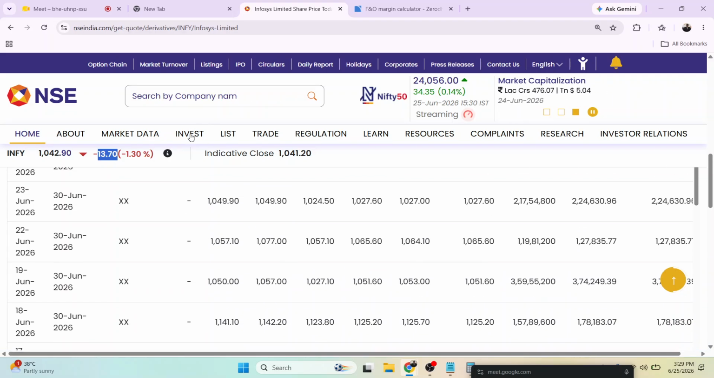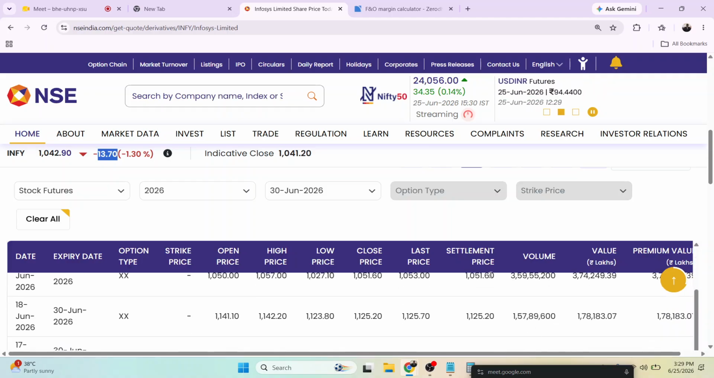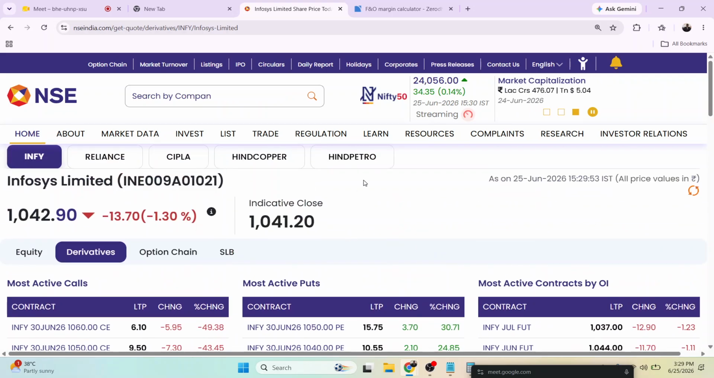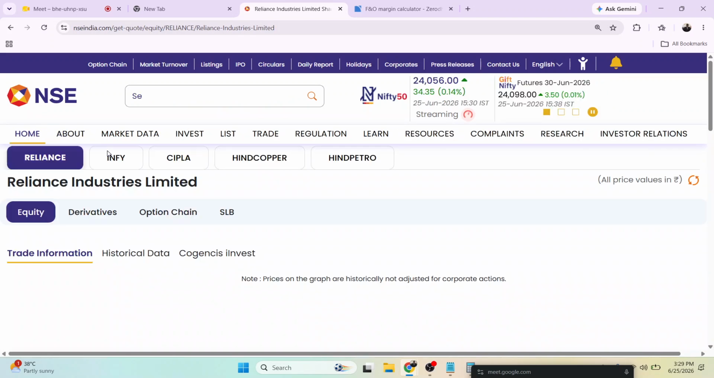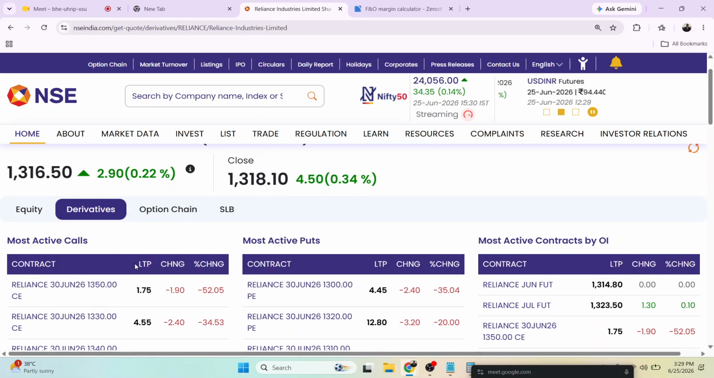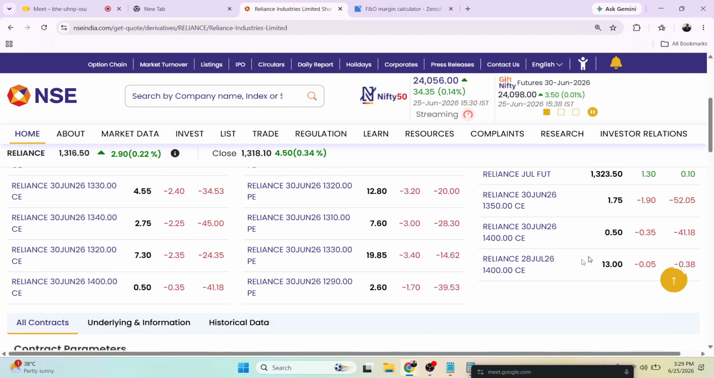Okay. Now here you can see these are the volume, the number of shares traded today. Okay, and so this is the data. Now you can see all the stocks which are available here, like Infosys. You can see the historical data as well, and right now which contracts are more popular. You can see most active calls here, most active puts here. These are for the options. And most active contracts by open interest.